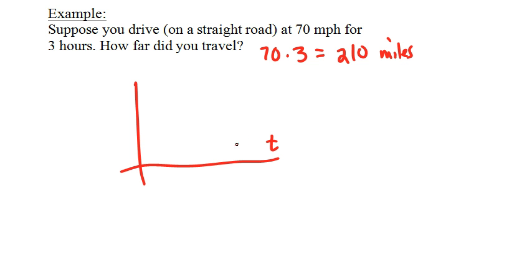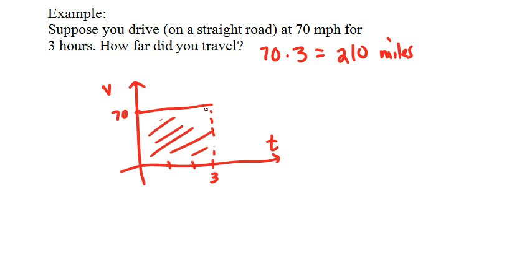Let's make a time axis here, and let's make a velocity axis here, v. Let's suppose that you're going 70 miles per hour. So let's graph the velocity over the course of 3 hours. Your velocity is constant. Your velocity is constantly 70. And notice what happens if you integrate this function. Well, you would get the area underneath that curve there.